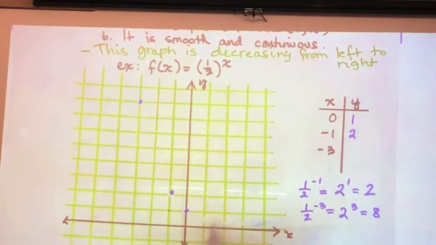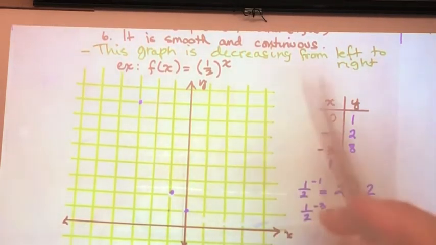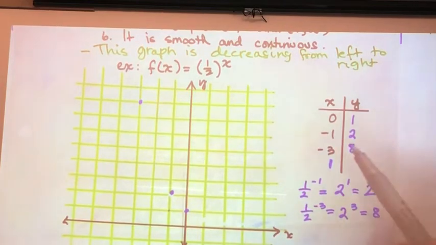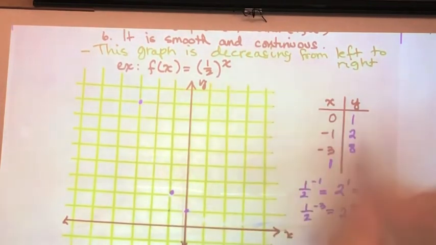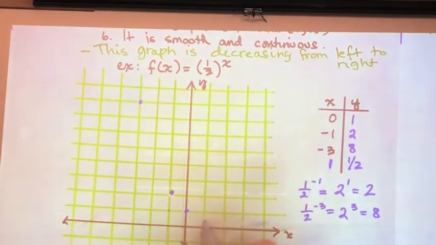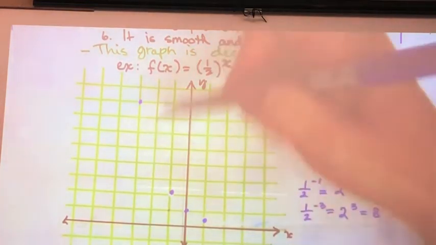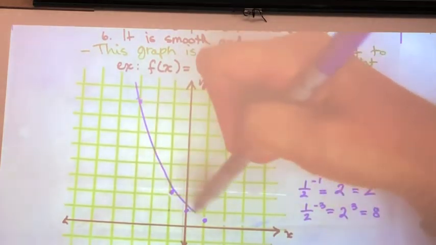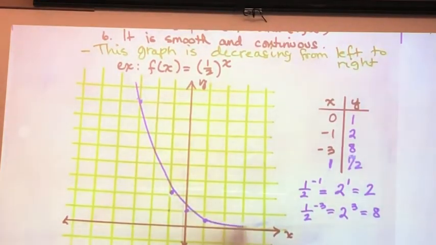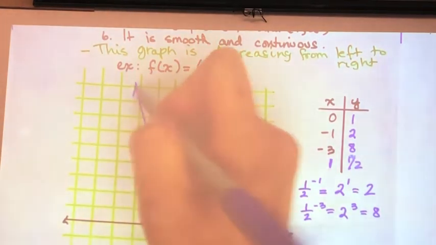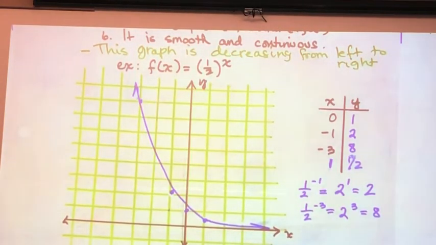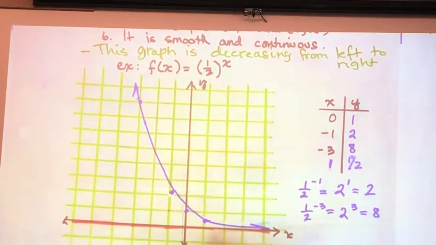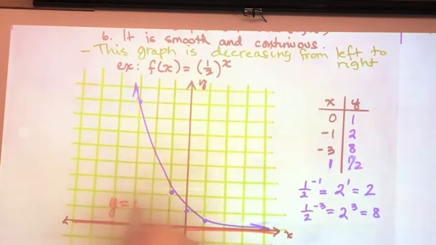Okay? And if I look at, let's say 1, because once again, we know one of our points is (1, whatever our base is). If I plug in 1 here, I get 1/2. Right? So it's going to look like this. And once again, our x-axis is our horizontal asymptote. So y equals 0 is our horizontal asymptote.